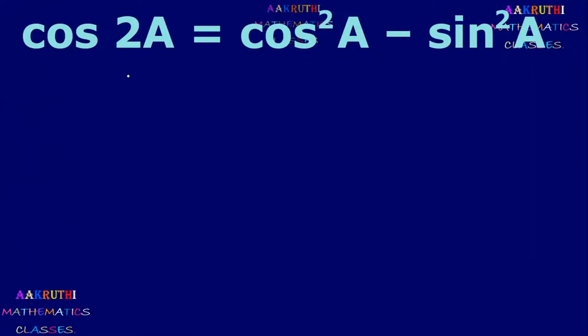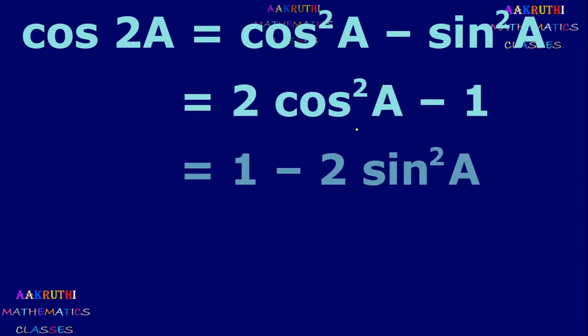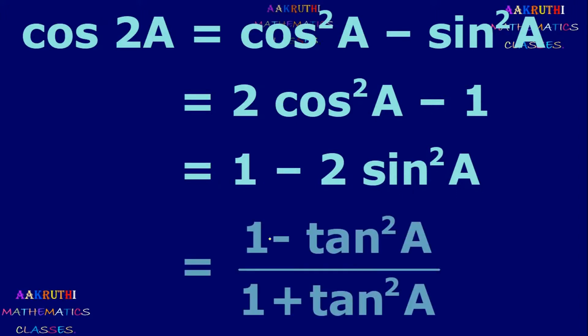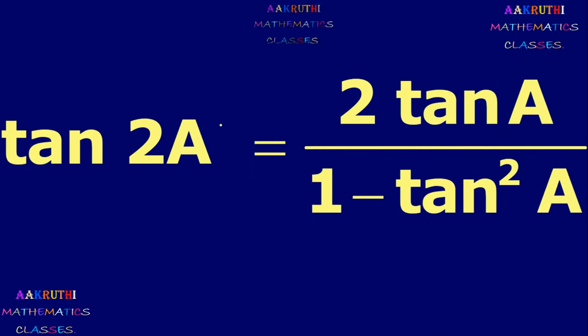Next is cos 2A. The cos 2A formula is cos square A minus sin square A, or it is equal to 2 cos square A minus 1, or it is equal to 1 minus 2 sin square A, or it is also equal to 1 minus tan square A divided by 1 plus tan square A. In the cos A plus B formula, if we substitute B equal to A, we get cos 2A equal to cos square A minus sin square A, and then we can convert sin square A to cos square A, or we can convert cos square A to sin square A. So we get all these formulas. Cos 2A is cos square A minus sin square A, or 2 cos square A minus 1, or 1 minus 2 sin square A, or 1 minus tan square A divided by 1 plus tan square A.